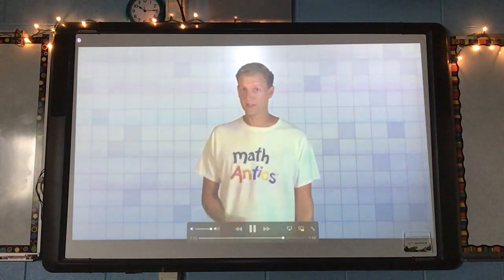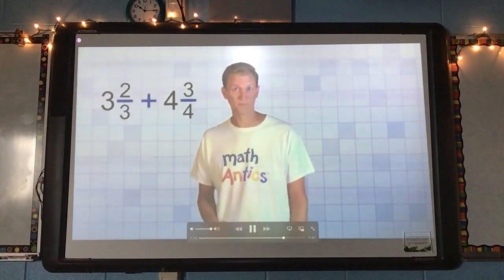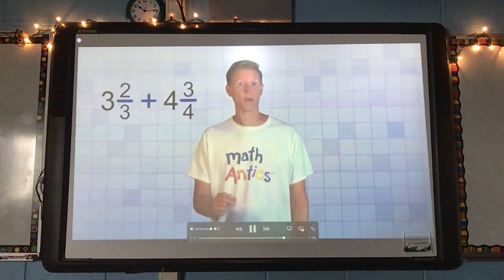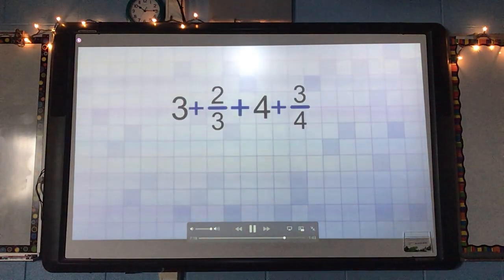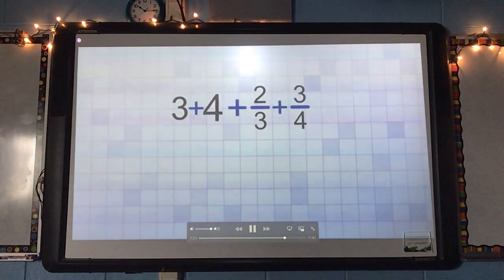Let's try one more example where we need to change unlike fractions into like fractions in order to add the mixed numbers. 3 2/3 plus 4 3/4. After rearranging the parts, we see that we need to add 3 and 4, which is 7.